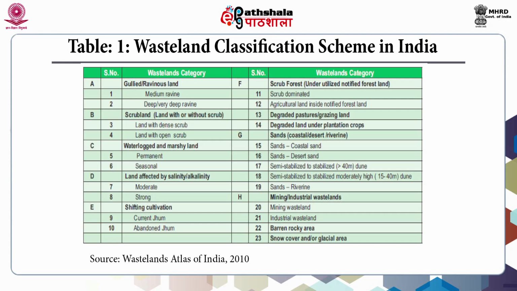In India, these have been classified in 7 to 8 categories. The category A includes gullied or ravinous land which have medium ravine or deep or very deep ravines. Then in B category comes the scrub land which includes land with dense scrub and land with open scrub. Category C has waterlogged and marshy lands which include both permanent as well as seasonal. Then the D category includes land affected by salinity or alkalinity.